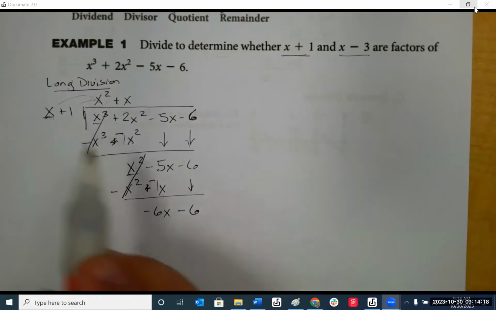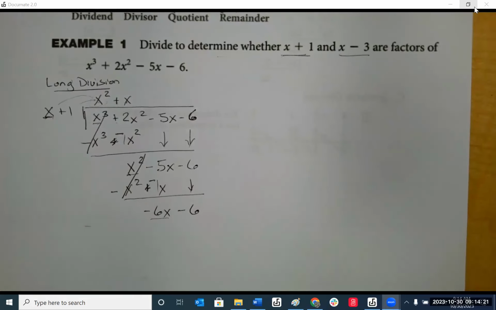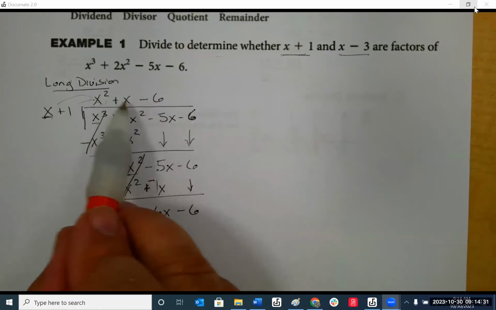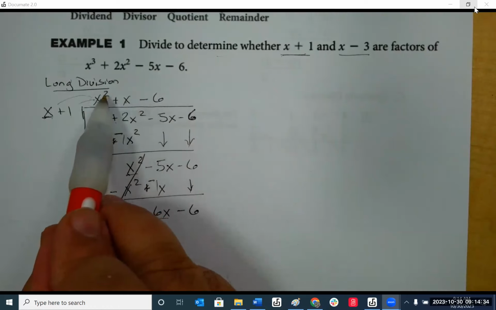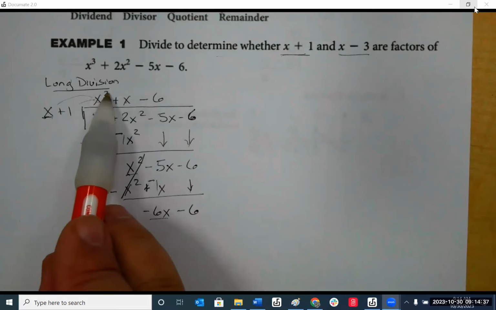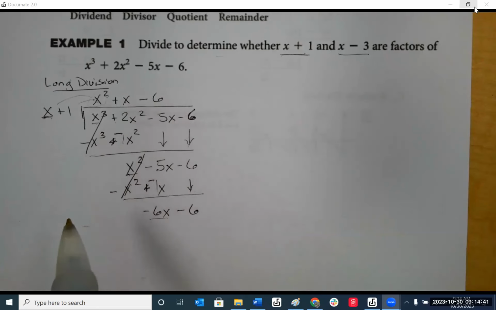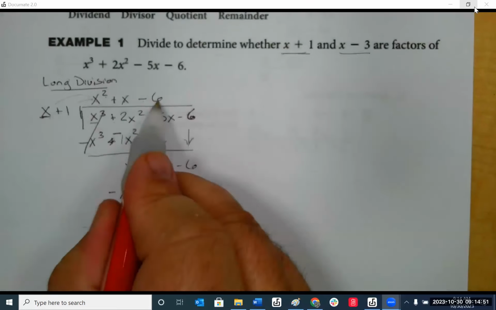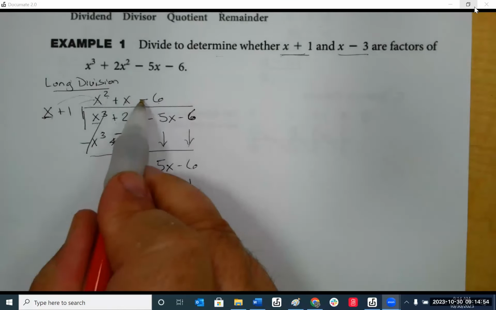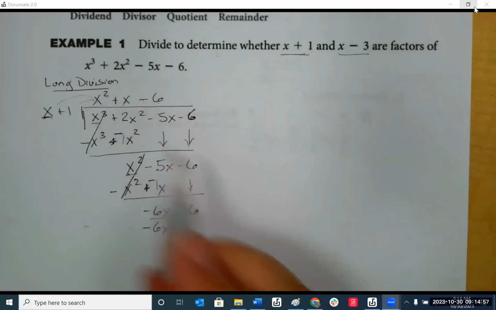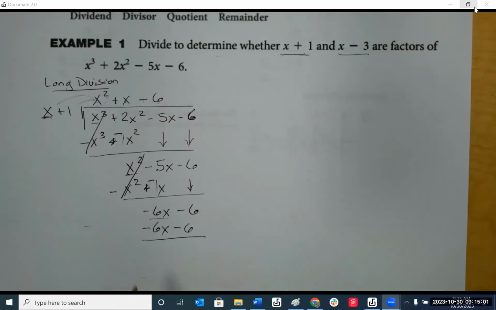What times x gives me negative 6x? A -6. You notice how on the quotient part up here, the answer part, it always starts off with the highest exponent and it goes down. X squared, x to the first, no more x's. So keep on looking, make sure that happens. If that doesn't happen, again, something's wrong. So negative times positive is negative. 6 times x is 6x. Negative times positive is negative. 6 times 1 is 6. Change the signs and add.